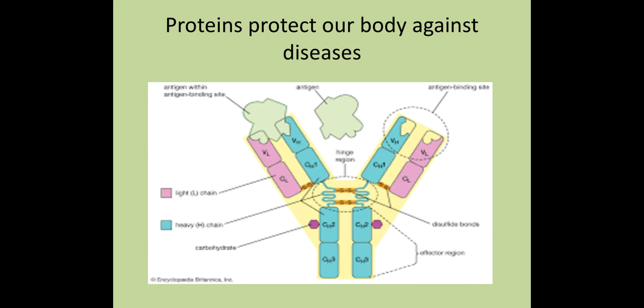Protein protects our body against disease, and this function is performed by antibodies, which are also known as immunoglobulins. These proteins are produced in response to various diseases and foreign particles which enter our body, and they fight against the disease.